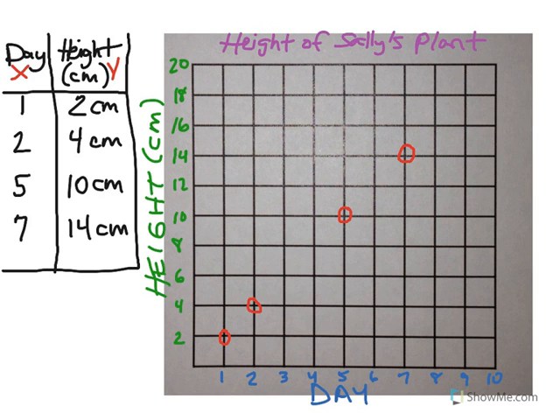Next, I'd like you to use your graph to help Sally find out how tall the plant was on day 4. Notice day 4 is not in our table. However, you can use the graph to predict the height of Sally's plant on day 4. Please pause and do that now.